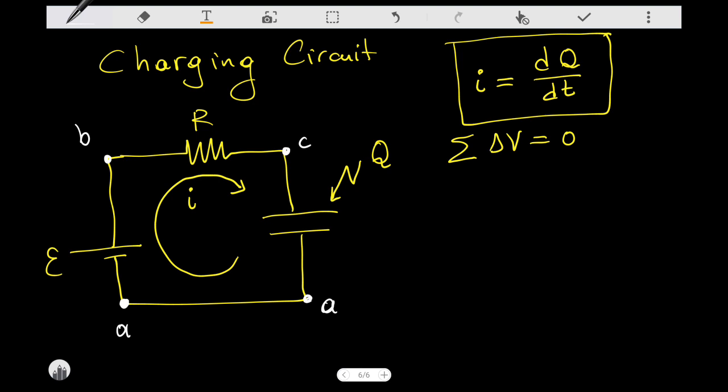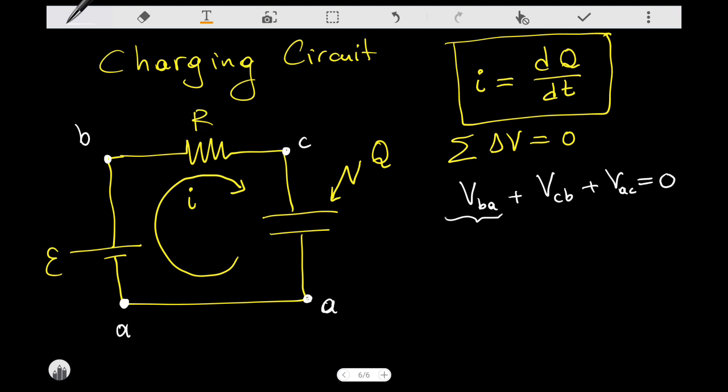So first I move from A to B. So as a result, I'm going to meet a change in potential, which is VB minus VA. And then I'm going to have a change in potential VC minus VB. And then finally, I'm going to have a change in potential VA minus VC. So the sum of all of these should be equal to 0.